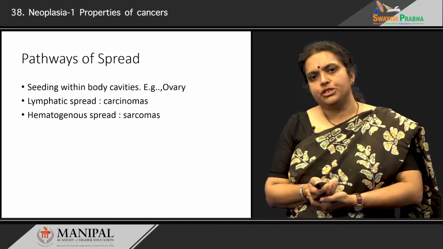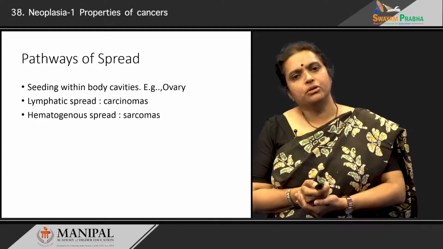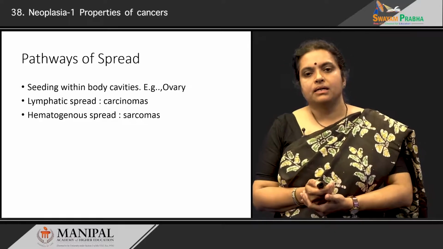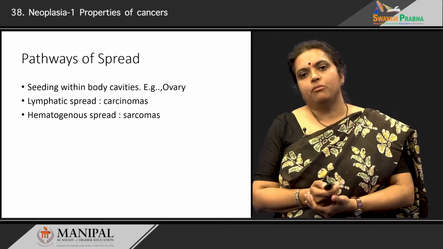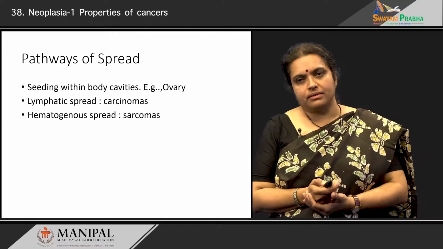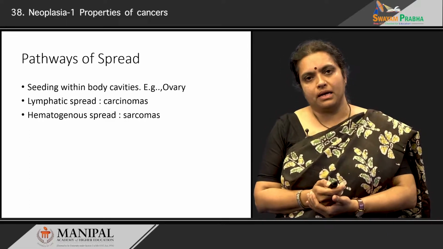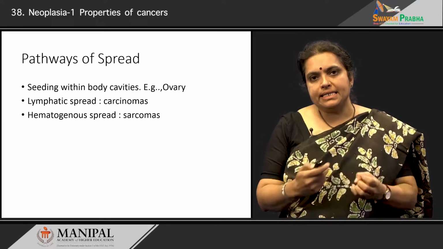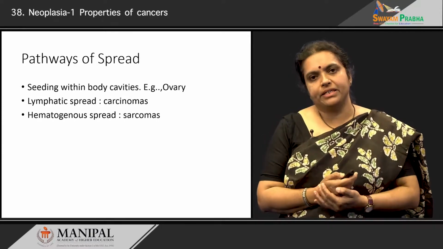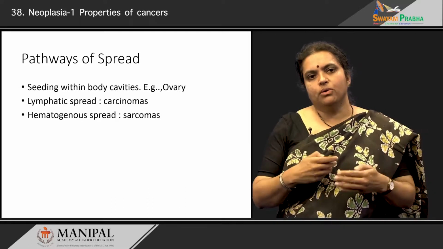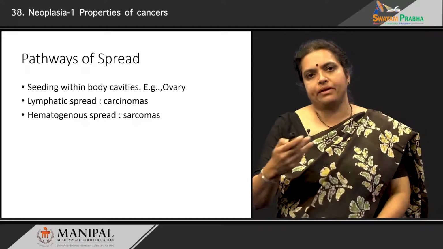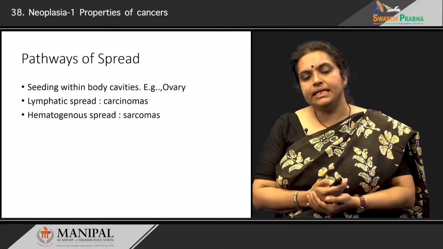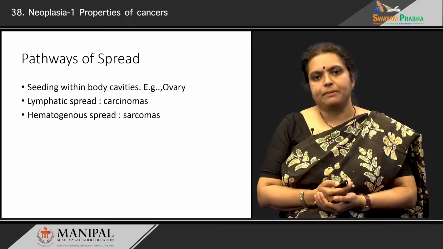Now, how do tumors spread? How do they metastasize? There are three ways they metastasize. One is seeding within body cavities. What do you mean by that? This usually happens with ovarian carcinomas, wherein the cancer cells are just released into the peritoneal cavity, and they go and occupy the entire spread of the cavity and form metastasis. So, this is known as seeding within body cavities.